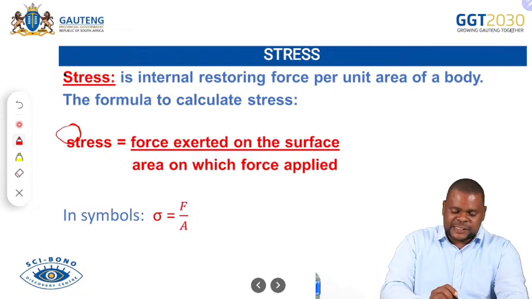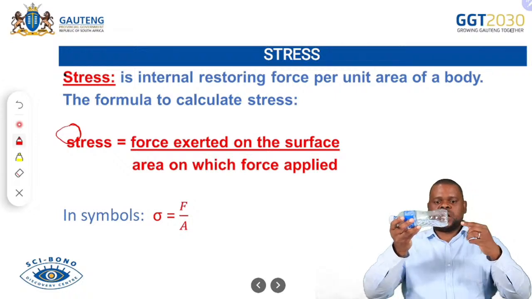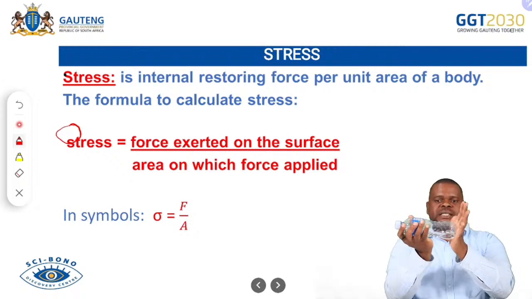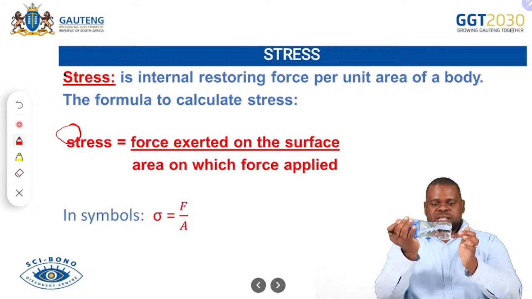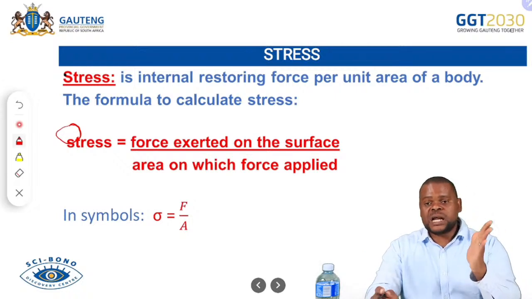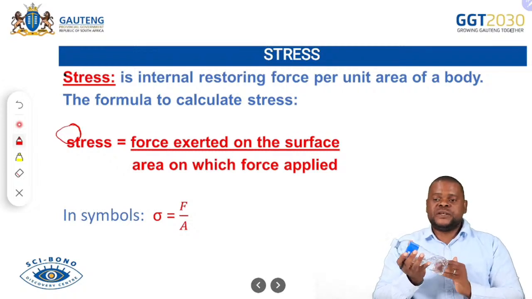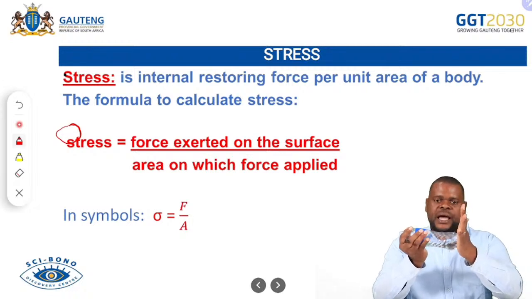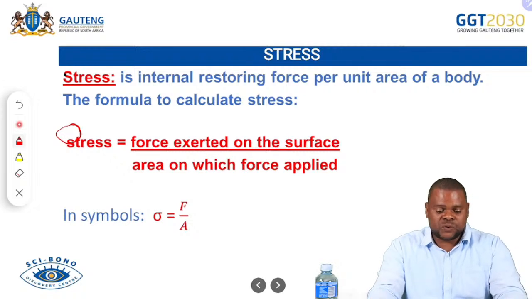That is why we say stress is equal to the force exerted or applied on the surface. Like for instance, with this bottle, if I apply a force on this side, I might know the area of the surface of this side, then I'm able to calculate the stress. Let's say I apply 50 newtons here and I know the area, then I'll be able to calculate the stress. That is why we say stress is equal to the force applied on the surface of the body divided by the area on which the force is exerted.